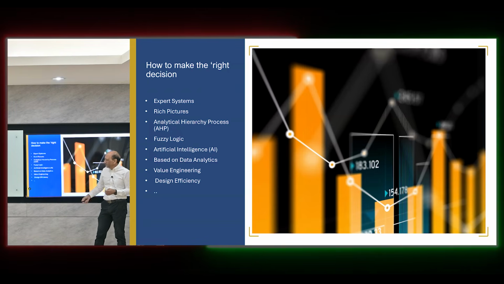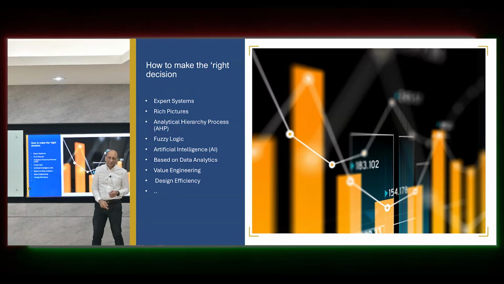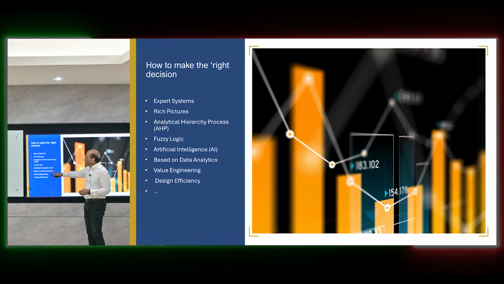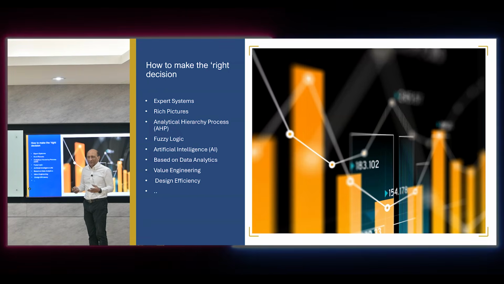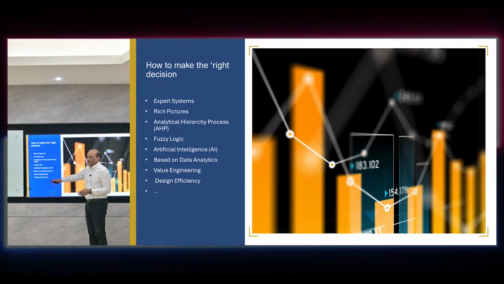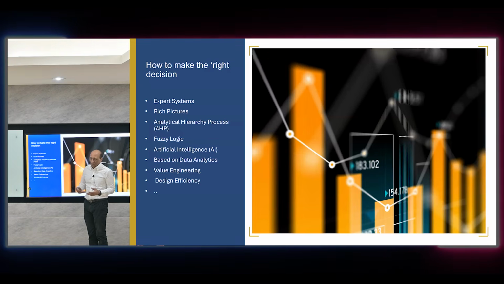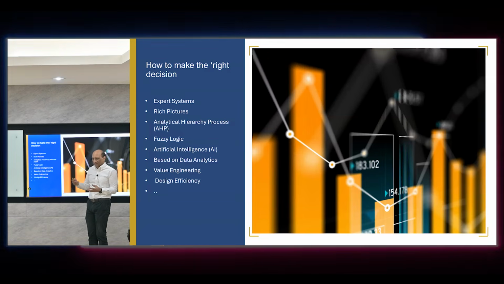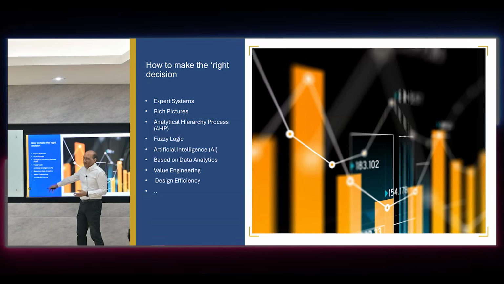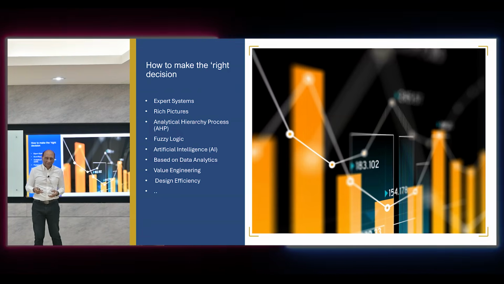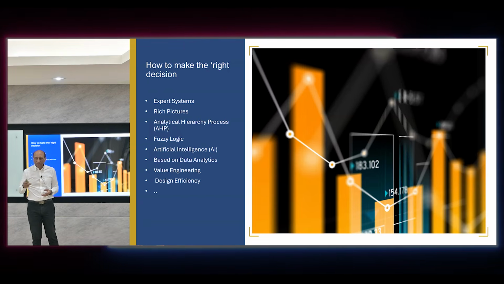So it's fuzzy logic. Of course, AI now is one of the best tools based on experience, based on data analytics, purely data-driven decision making. Value engineering, it's an old field, but still there. You evaluate the value of everything on many criteria. It's similar to AHP. And the design efficiency could be just very simple: which structure is most efficient? We will take that, not worrying about the cost.